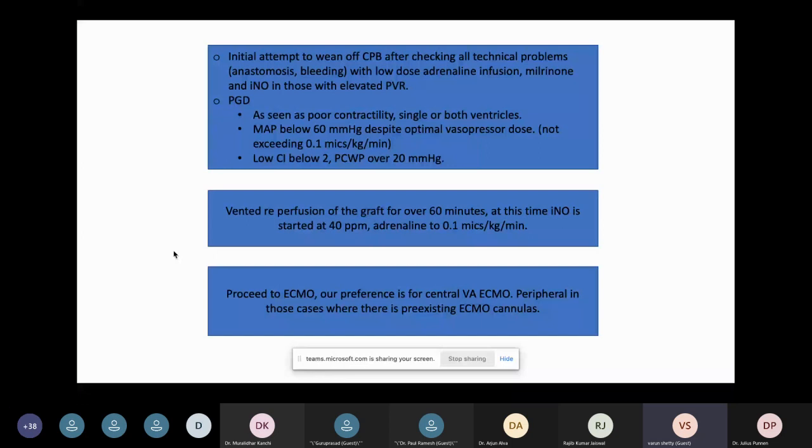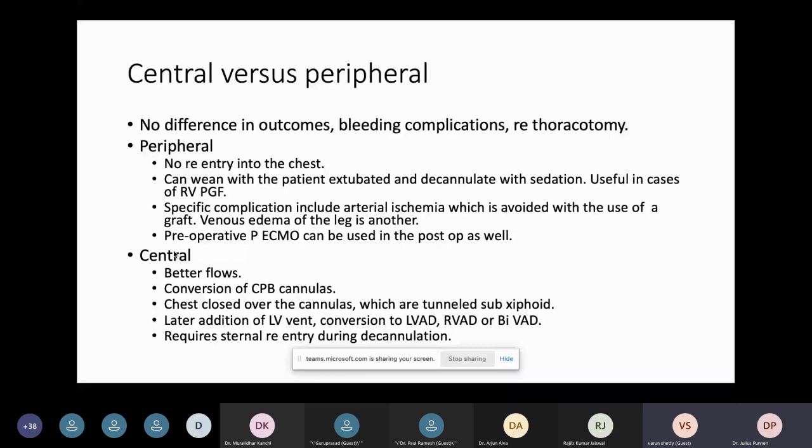Now, there are two options. One is central and the other is peripheral. If you look at what data is available, there is no difference in the outcomes between central and peripheral. Also, there is no difference between the bleeding complications or the need for re-exploration. However, different groups, based on their comfort level, some groups prefer peripheral, primarily because you can avoid re-entry into the chest while decannulating.